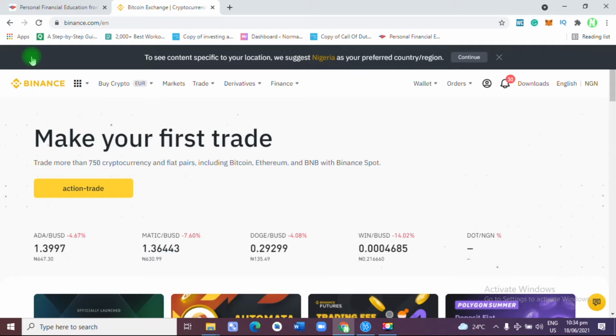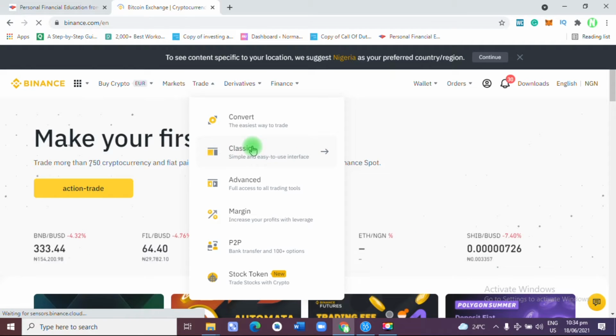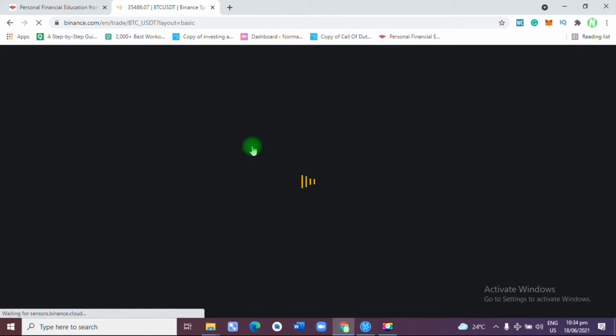So the first thing you need to do is go to your favorite browser and go to your Binance account. You have to log in first, and as soon as that is done, I want you to go into trade. Simple and easy to use interface, classic. Click on it, then allow it to open.